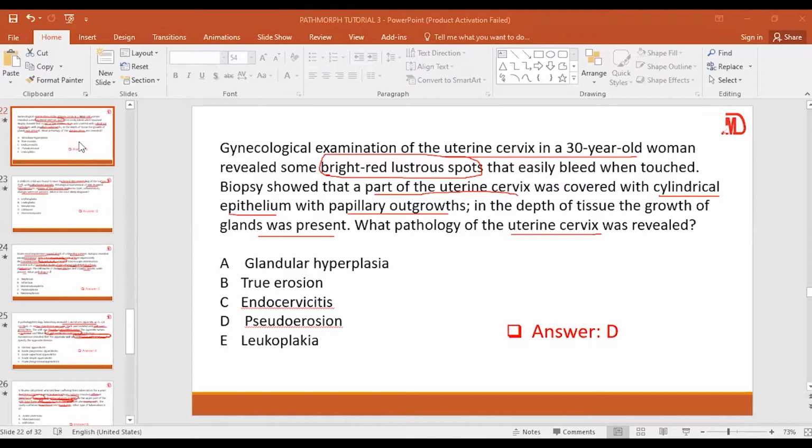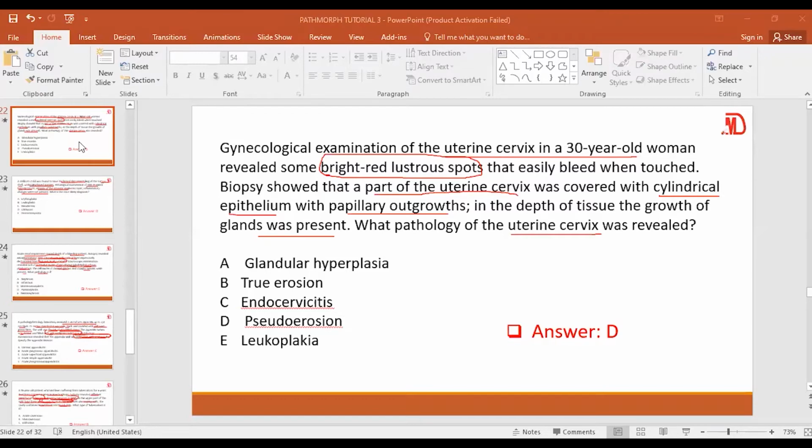What then is congenital erosion? In congenital erosion, there is an ectopic cylindrical epithelium of the cervical canal present. Ectopic means something that is not supposed to be there, just like we say ectopic pregnancy. That means the pregnancy is not supposed to be there at that place, but we are finding it there. The same way, the cylindrical epithelium is not supposed to be there, but we are having it there. So as a result, we call it congenital erosion.